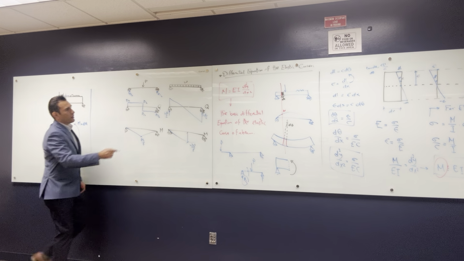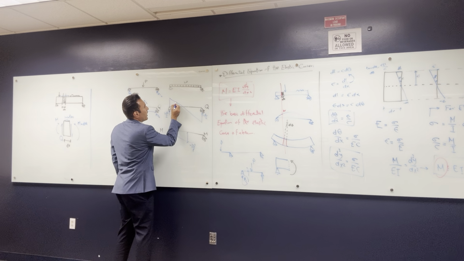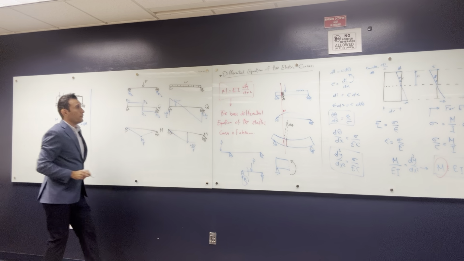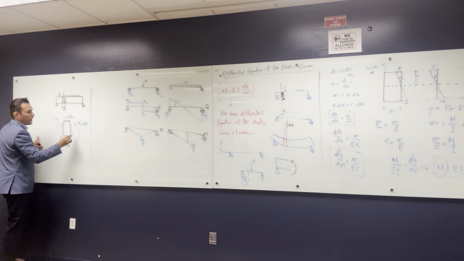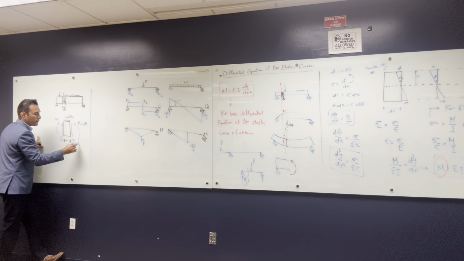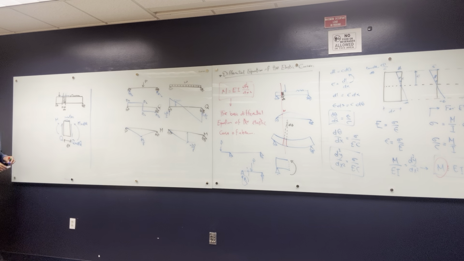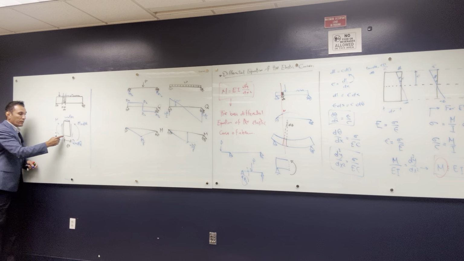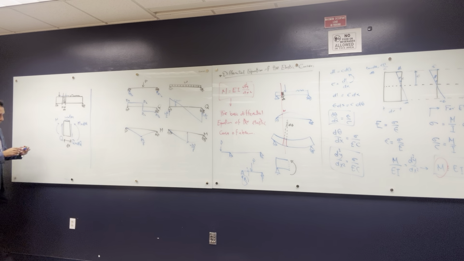Let's say you get the shear here, and you are taking an infinitesimal section here. So the shear here is Q, and here is Q plus dQ, right? Same thing here, I'm going to have M plus dM here, and Q plus dQ. That is the difference in the shear between here and here.